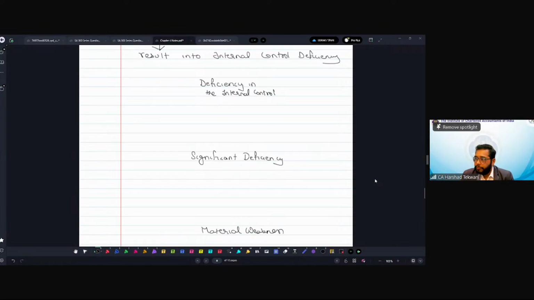When we say it is material, it is probably the thing that we are pointing towards, that it is increasing the risk or possibility of fraud in financial statements. That's when we say that it is a material weakness.